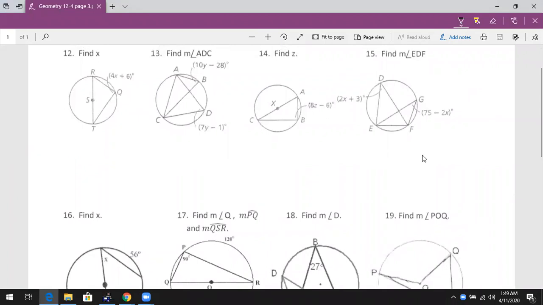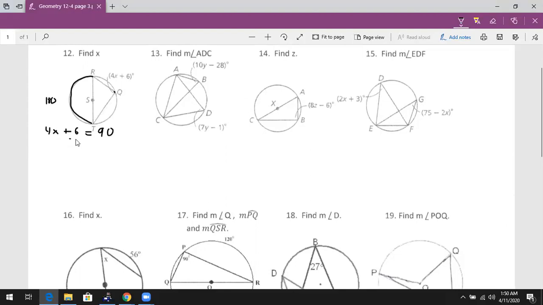12 says find X, and if we look, this angle Q is inscribed and intercepts this semicircle here, which we know is 180 degrees. The angle is half the arc, so 4x plus 6, that's the angle, should be half the arc, half of 180. I'm just going to call 90 right away.